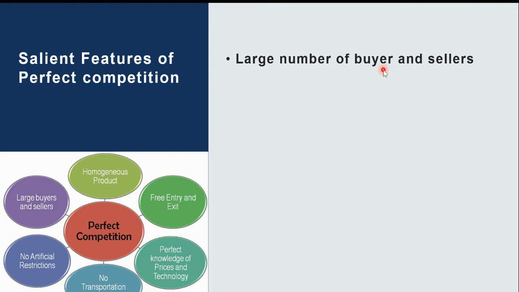Similarly, large number of sellers means the share of each individual seller is a very, very small quantum of a product. This means that the buyer or the seller has no power to fix the price of the market. Like innumerable buyers, there are innumerable sellers.